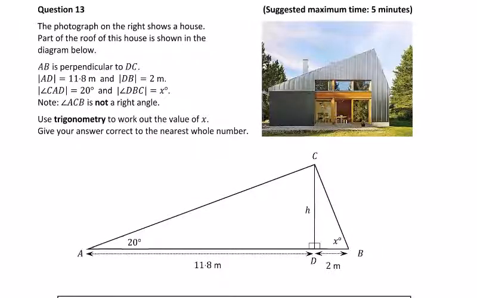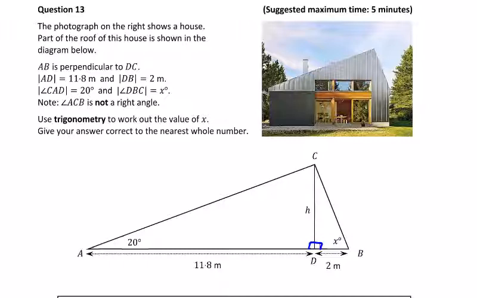Very similar question here. Photograph on the right is of a house. Part of the roof is shown in the diagram below. AB is perpendicular to DC. So you can see here they've given you the little right angles in here, just here.